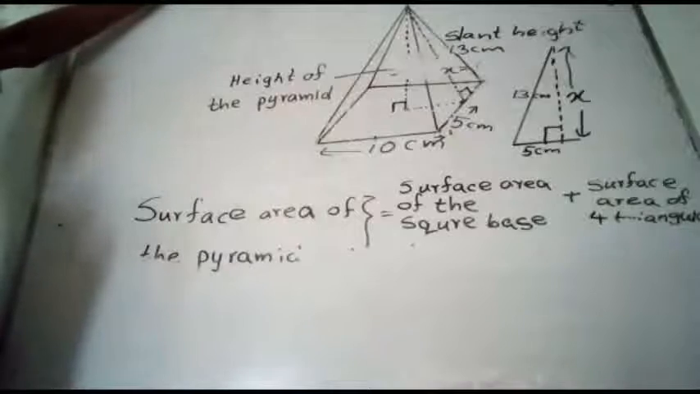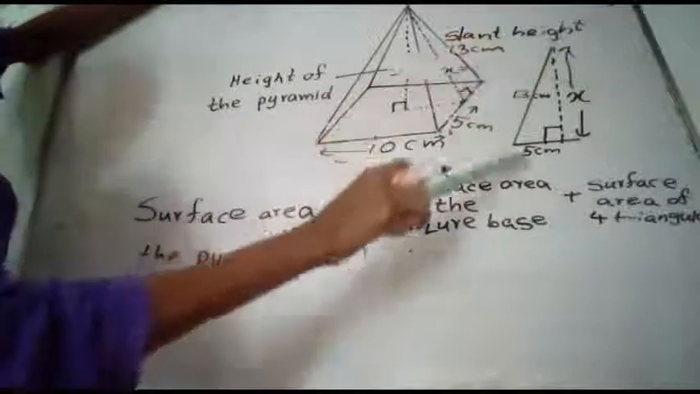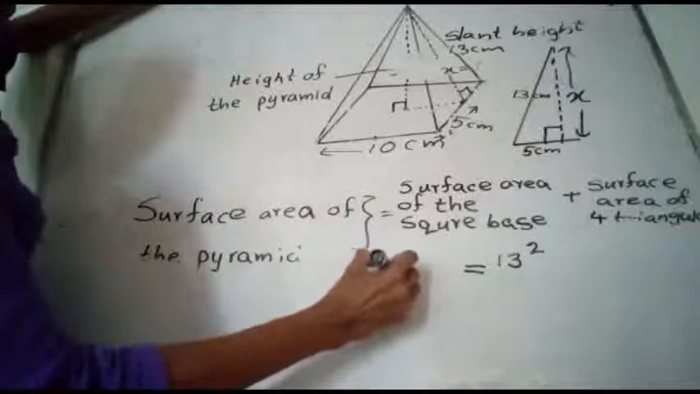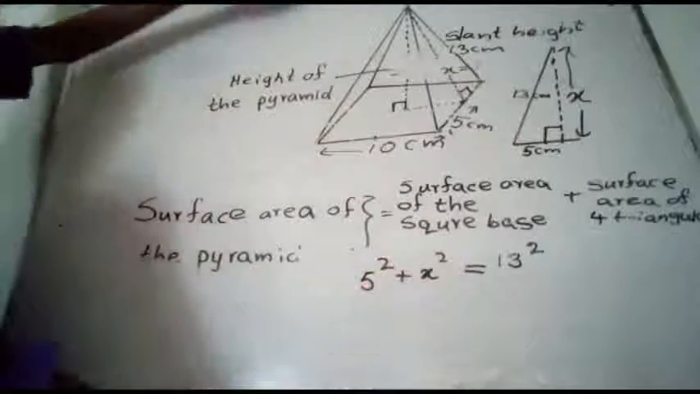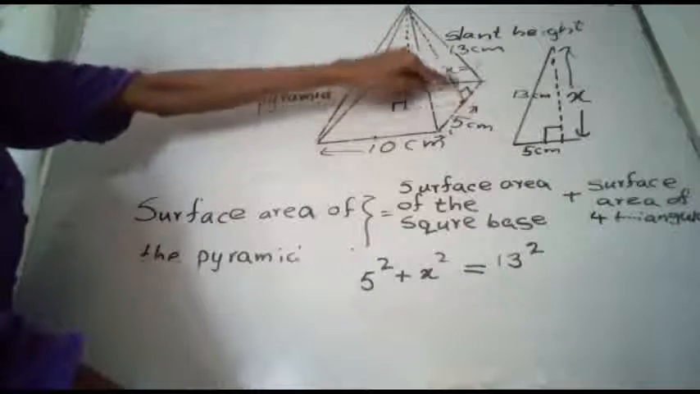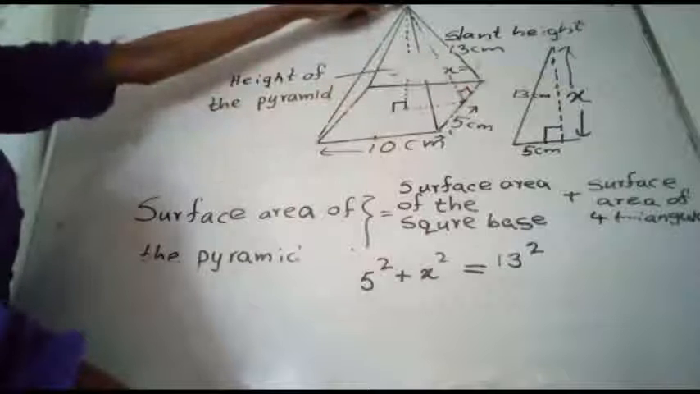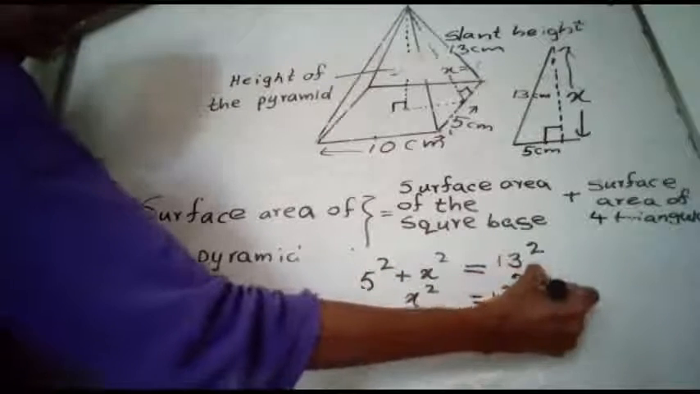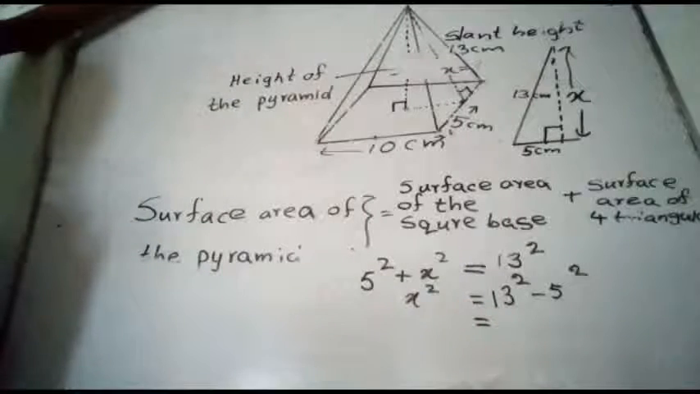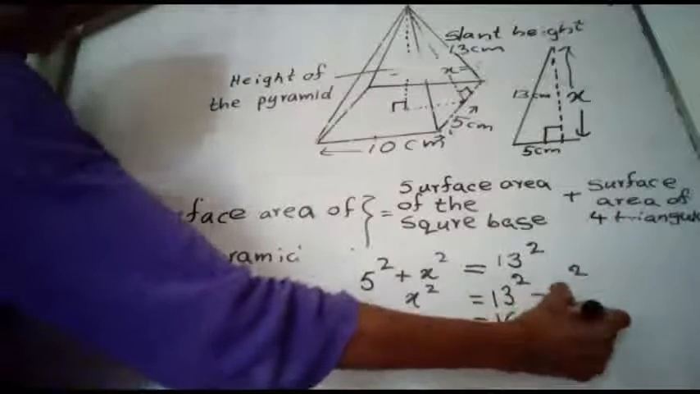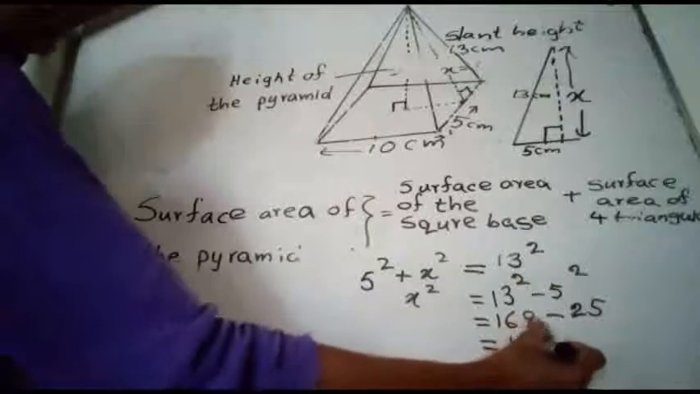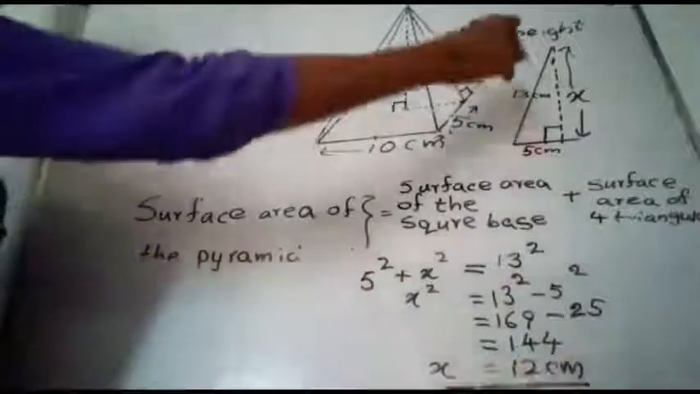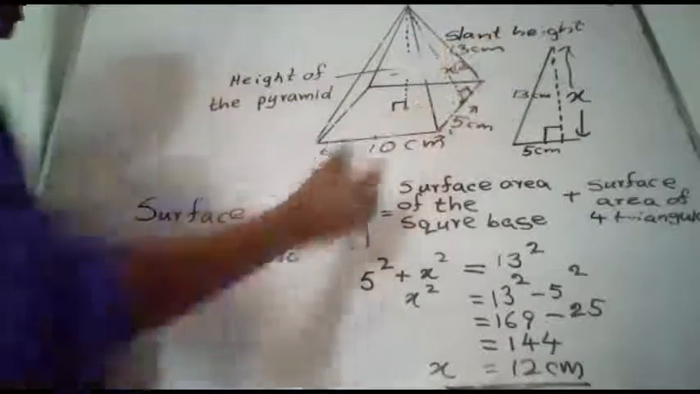Now using the Pythagoras relation, we can write 13 squared is equal to 5 squared plus x squared. X squared is equal to 13 squared subtract 5 squared. 13 squared is 169. 5 squared is 25. Equal 144. X is equal to 12 centimeters. The perpendicular height of the triangular surface is equal to 12 centimeters.